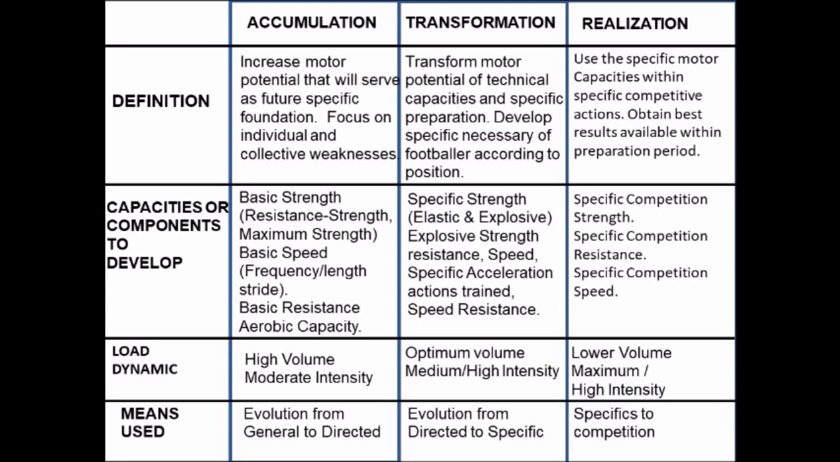So accumulation microcycles are going to try to increase motor potential that will serve as a future specific foundation, focusing on individual and collective weaknesses, okay? In the accumulation microcycles, basically the components or capacities to develop are basic strength, resistance strength, maximum strength, basic speed, frequency, stride length, basic resistance, and aerobic capacity. In other words, just to simplify it, in accumulation microcycles, you're going to focus on strength, aerobic resistance, and base speed. Okay, so you want to try to give the base, the general exercises of these three capacities, okay?